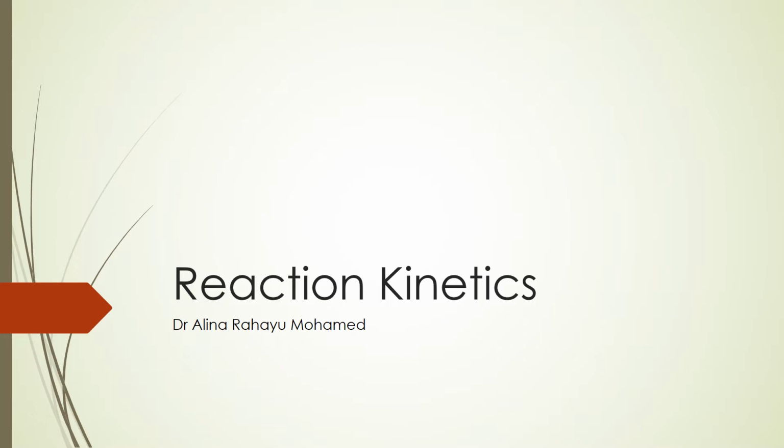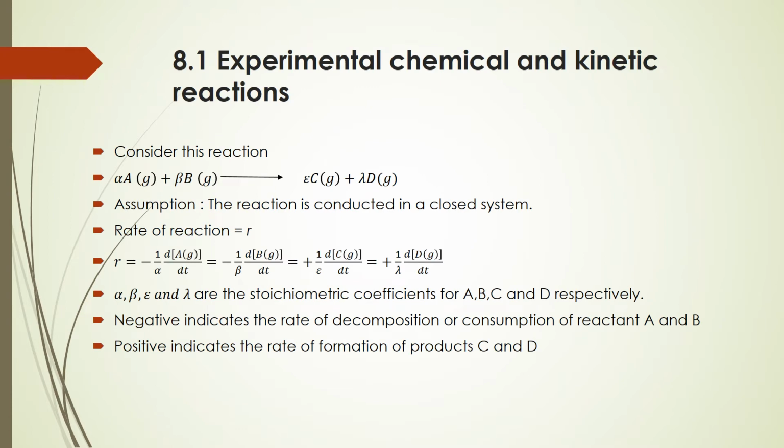So this is a lecture on reaction kinetics. Let's consider this reaction. We have alpha A reacting with beta B to form epsilon C plus lambda D. The reaction is conducted in a closed system. And now you are being introduced to a new term, R. R is the rate of reaction.